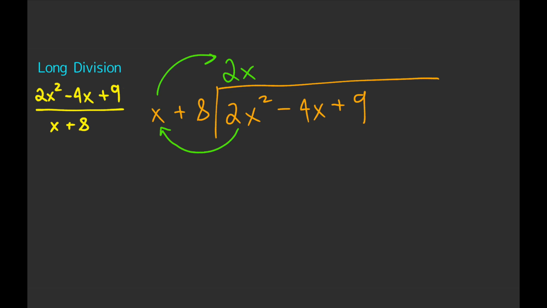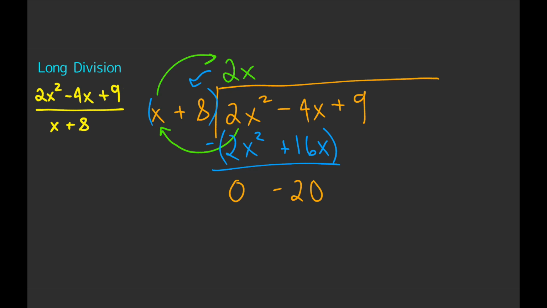Then we're going to take that 2x and multiply it by x plus 8. You're going to get 2x squared plus 16x. Remember that we are dividing, so put bracket minus. And we're going to subtract 2x squared minus 2x squared. That's just 0. And then negative 4x minus 16x is negative 20x.